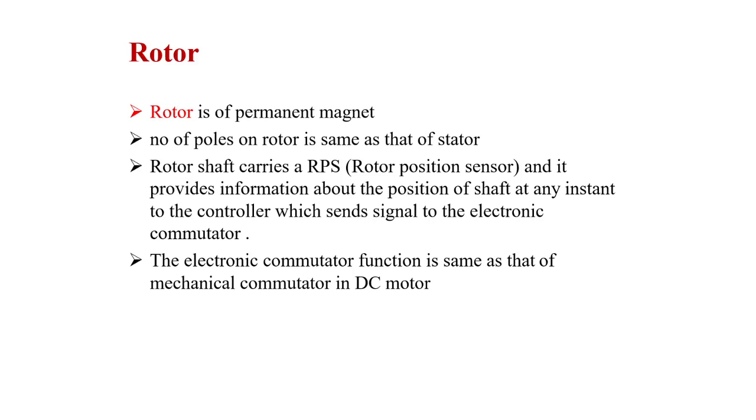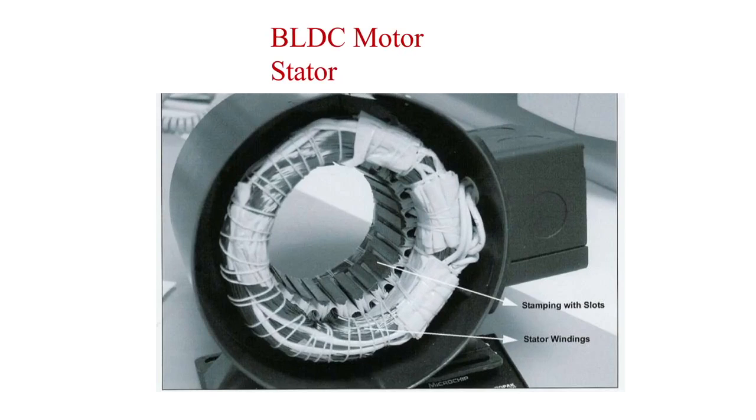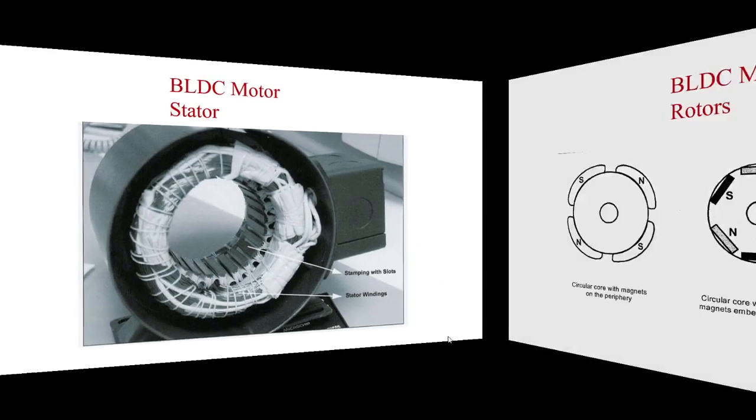The rotor shaft will carry a rotor position sensor, which provides information about the position of the shaft at any instant to the controller, which will send a signal to the electronic commutator. The electronic commutator's function is the same as that of a mechanical commutator in a DC motor. So this is the brushless DC motor stator, showing the stamping with rods, and these are the stator windings.